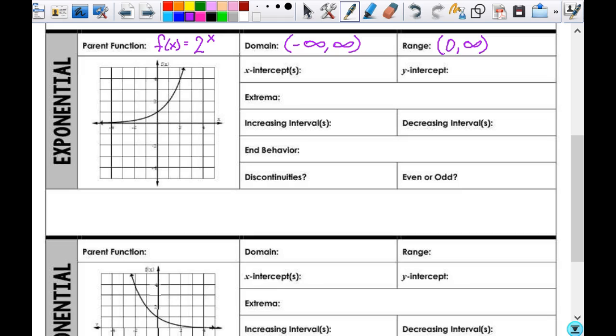Alrighty, so what are my x-intercepts? None. Since it's not part of your range, you're not going to have an x-intercept, so this is none. What's my y-intercept? 0, 1. So what if I changed my base? What if instead of 2 to the x power, I had 7 to the x power? Will my y-intercept change? No, it would not. If I had 10 to the x power? No. 1,000,000 to the x power? No. Why doesn't it change? Tell me.